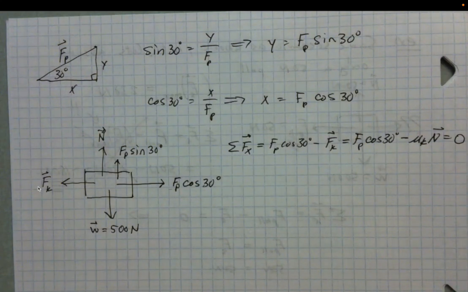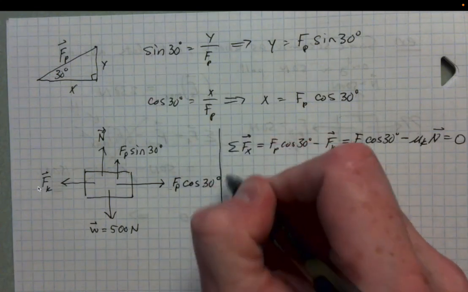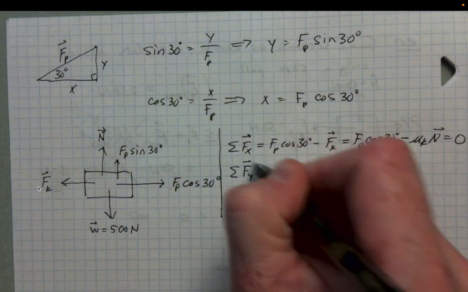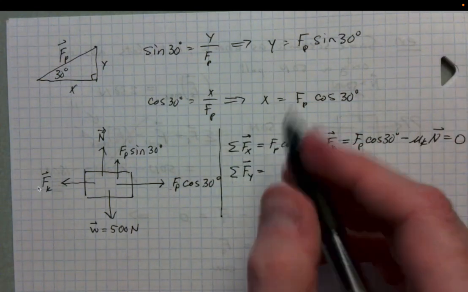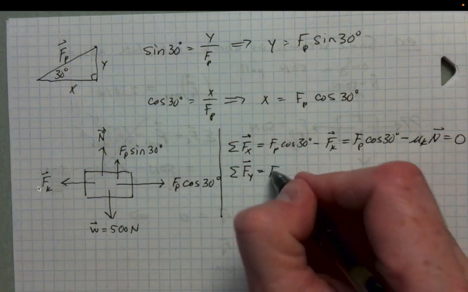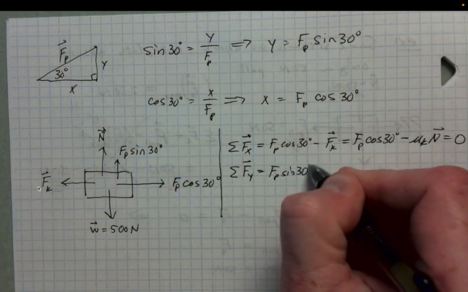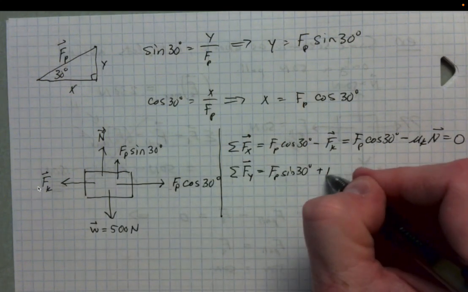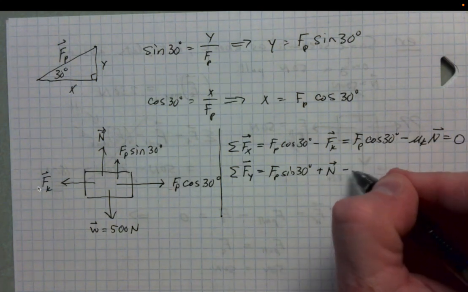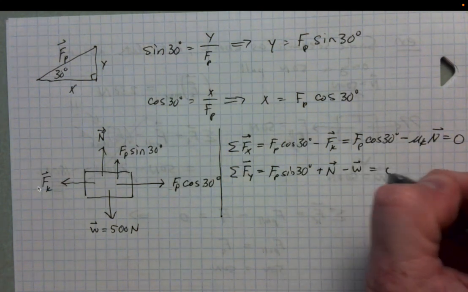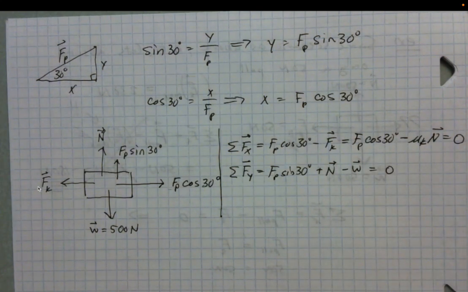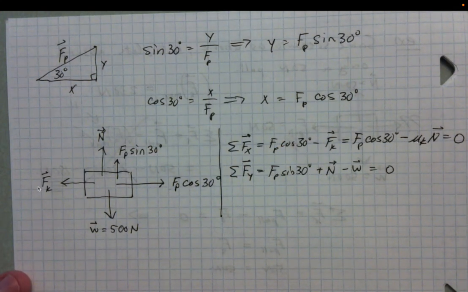Okay. And what's going on in the y direction? Well, in the y direction, I've got F sub P sine of 30 plus the normal force, whatever it happens to be, minus the weight. And that has to all equal 0. Okay. So these will be our starting points. These are the equations that kind of describe this scenario. Let's drop in the known quantities.